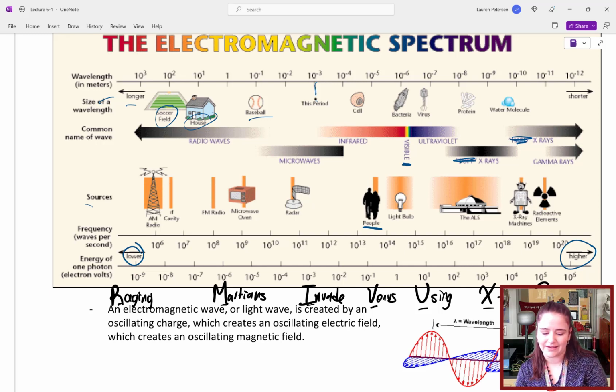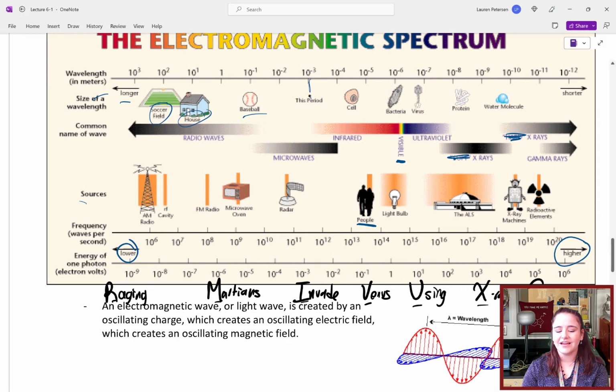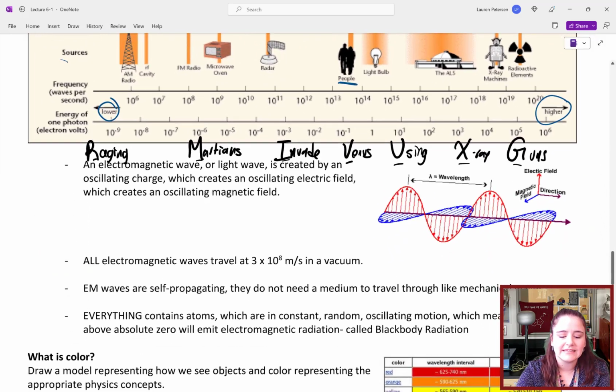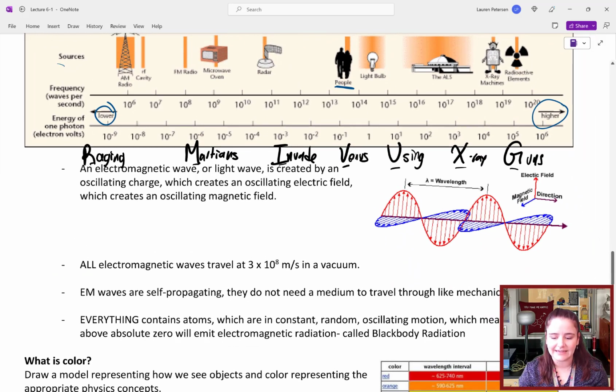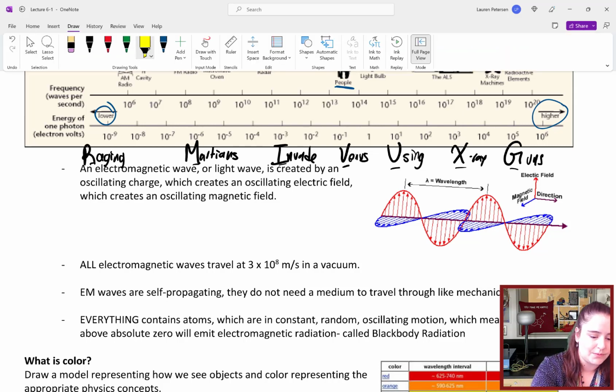Raging, R, radio waves. Martians, M, microwaves. Invade, I, infrared. Venus, V, visible. Using, ultraviolet. X-ray, X-ray. And guns for gamma rays. Okay. Now, electromagnetic waves are special, because they are created by oscillating electric and magnetic fields. So this means that they don't require a medium in which to move like sound waves.